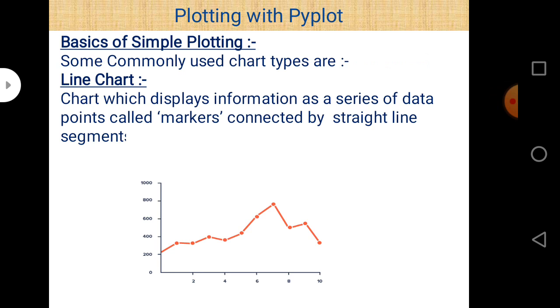And the different types of charts are: first one is line chart. A line chart is basically a collection of a series of data points called markers, and these are connected by straight line segments. So different points are connected by straight line segments as given in this diagram.